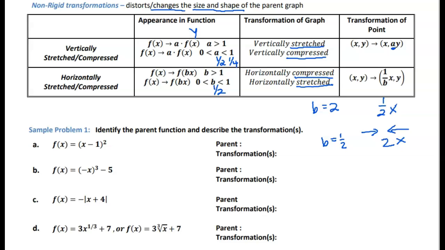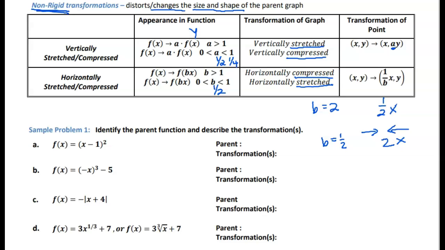So those are the two non-rigid transformations that happen with a and b, which change the size and shape of your parent graph. All the others just move the location of it or flip it upside down. Okay, now we're going to be doing these in combinations. So what I wanted to go through with you today is sample problems 1 and 2. The first we're going to do is 1A through D. And again, this is on that homework handout, so this will help you with the homework.